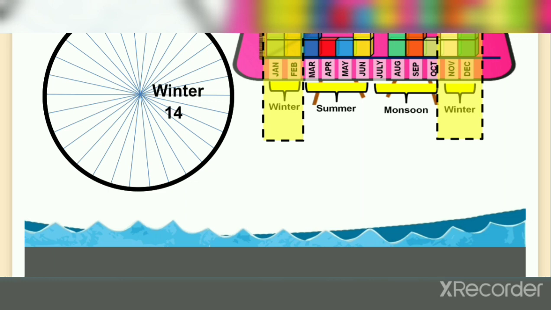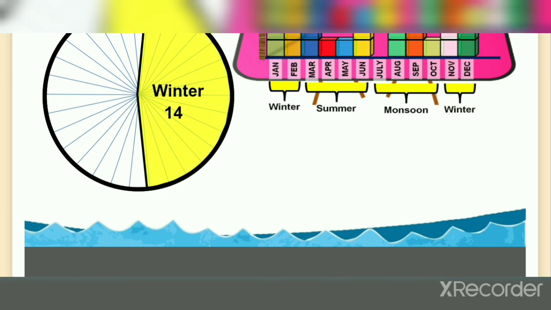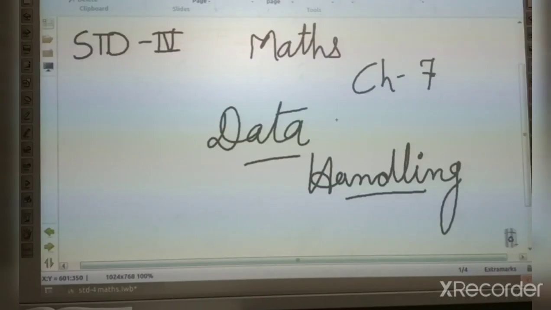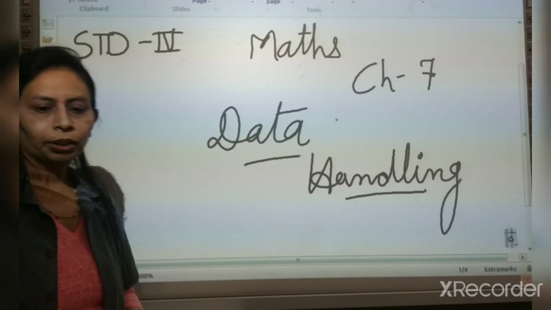Then count 14 parts in the circle and color them. Again, count the number of birthdays that fall in the summer season, that is 8. Then count 8 parts.